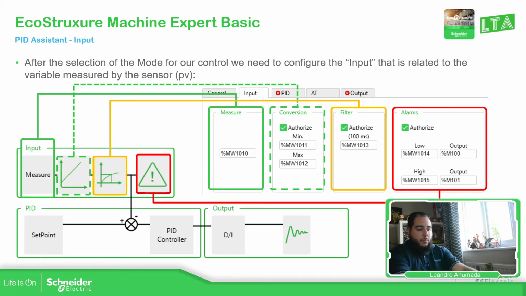So if we open a new project, Basic, just to show you what it meant, by default the measure is going to be in our PID, because we need a variable, the measure variable from the process to control. So that would be in there, but we also have additional features in order to scale the signal, like a conversion, and then we have the possibility to filter the signal, and also we have the possibility to configure the alarms in case the limits of the converted signal go outside those ranges.